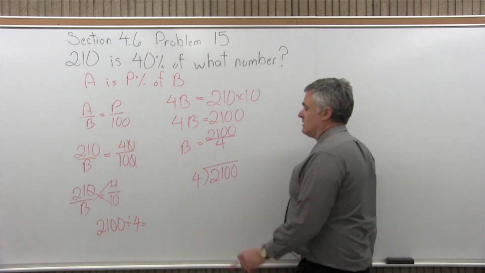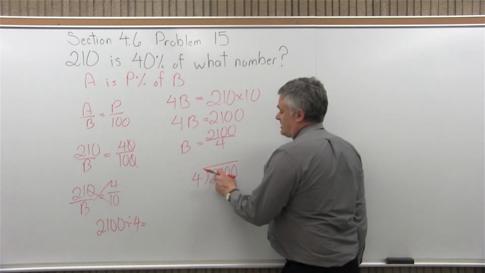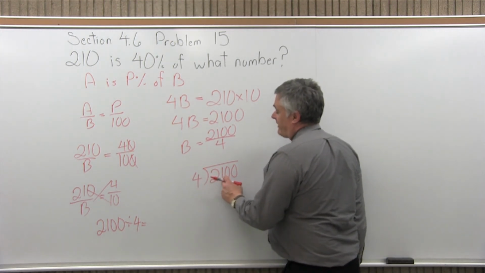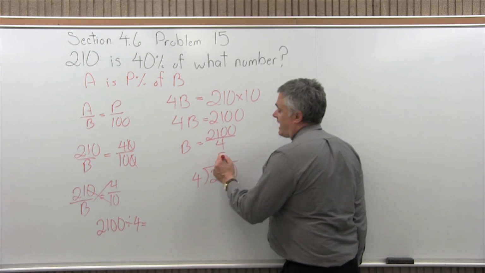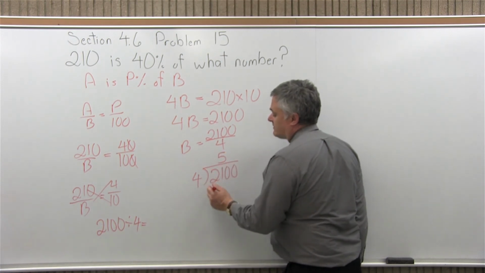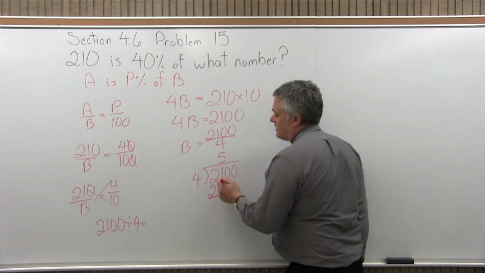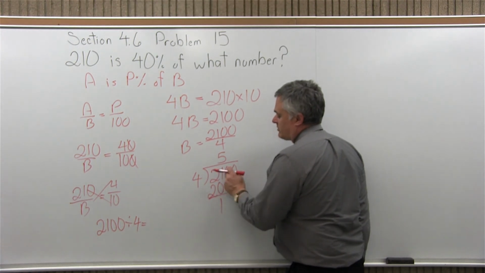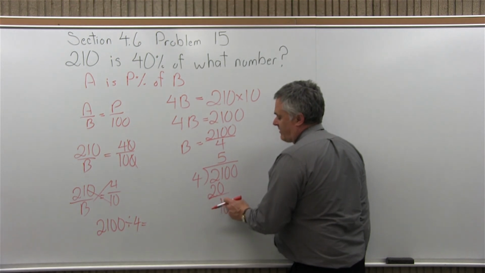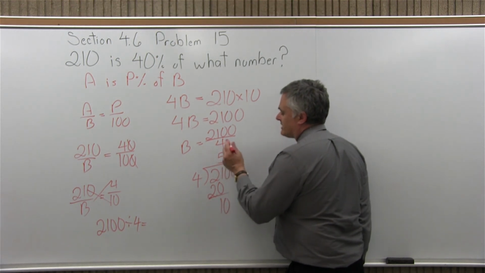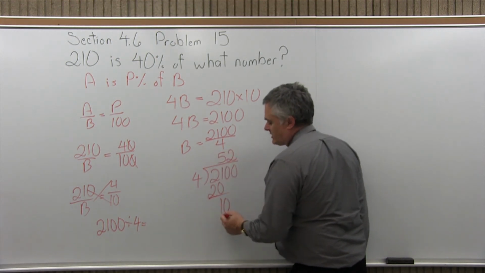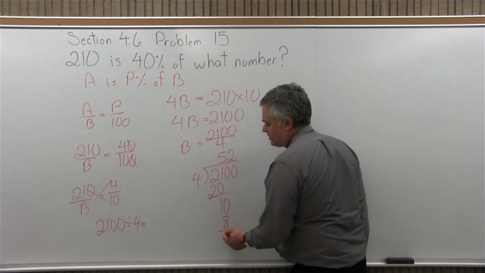4 divides into 2. 2 is not big enough. So now we do 4 into 21. That'll fit. 5 is as close as we'll get. 4 times 5 is 20. 21 minus 20 is 1. Bring down the next digit, which is a 0. 4 divides into 10. Well, it'll go in twice. That'll get you pretty close. 2 times 4 is 8. 10 minus 8 is 2.